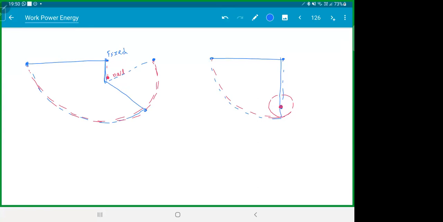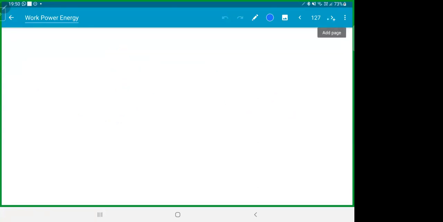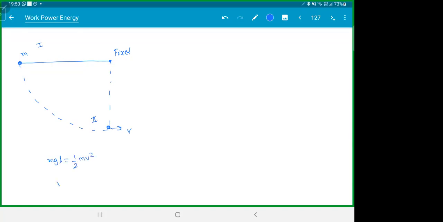5/2. I didn't think 5/2 means you'll go out of the string, right? See, this was fixed. So when you come till here, at this point, the speed is v. This is state 1 and this is state 2. So loss in potential energy, mgl, is equal to half mv square. So we have speed is equal to root 2gl.